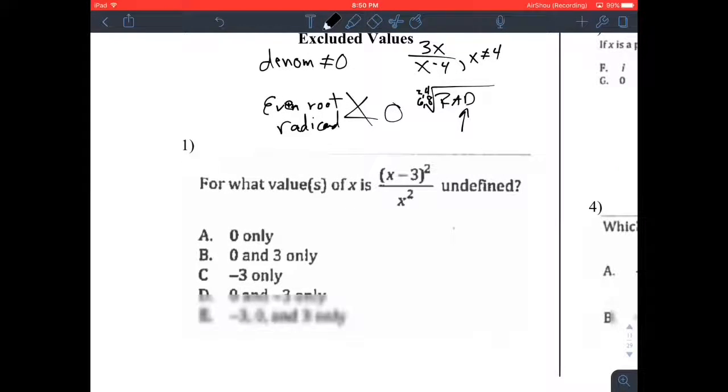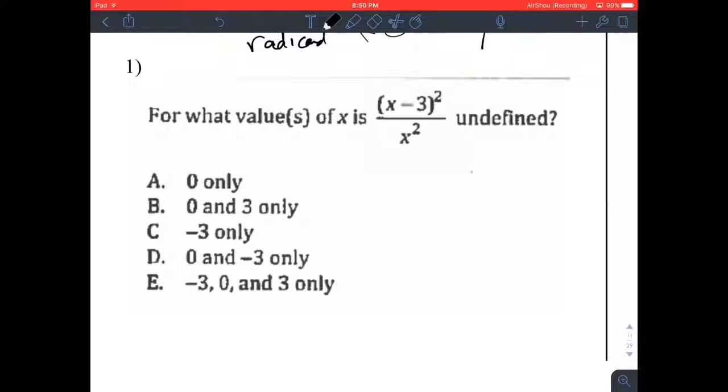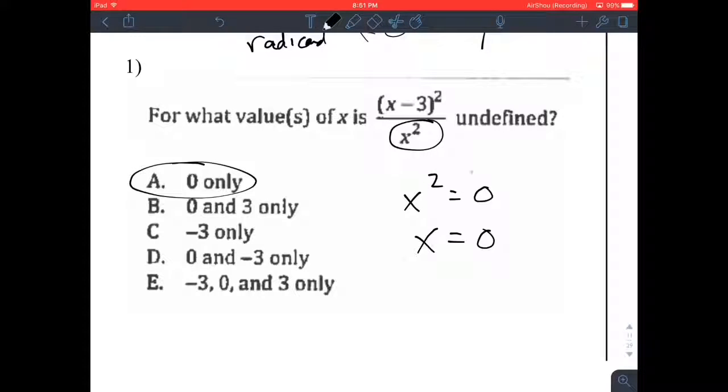Let's look at the first example. For what values of x is this undefined? Well, these things undefined happen in 2 places once again. Even root radicals, which we don't have any, and fractions, which we do. Take your denominator and you set it equal to 0. You get x by itself, and this tells you what x can't be. X cannot be 0. If you're still not sure, take these numbers and plug them into the problem. If it ends up being undefined in your calculator, then that means it's an excluded value.